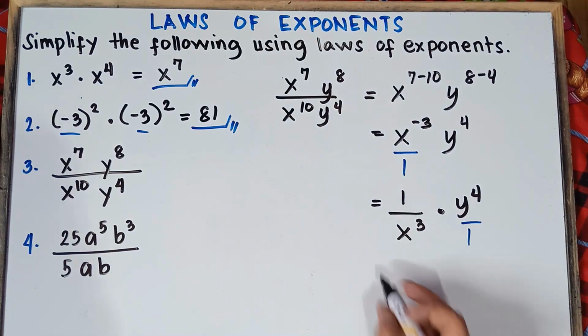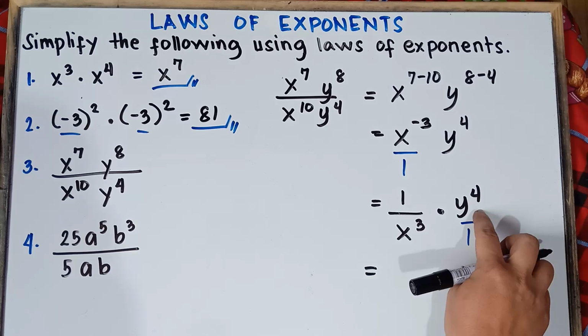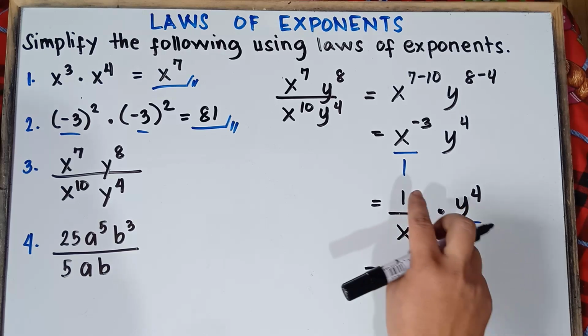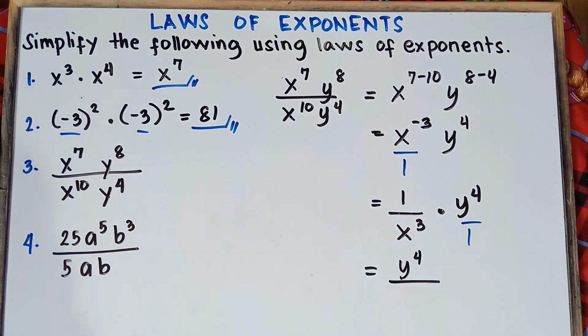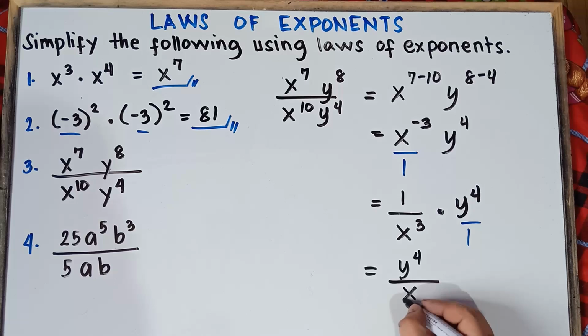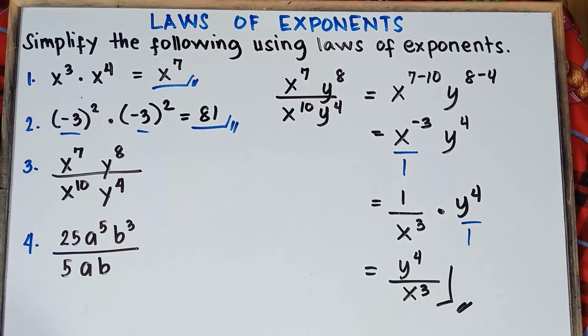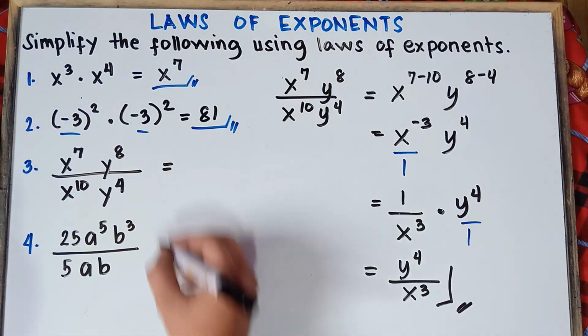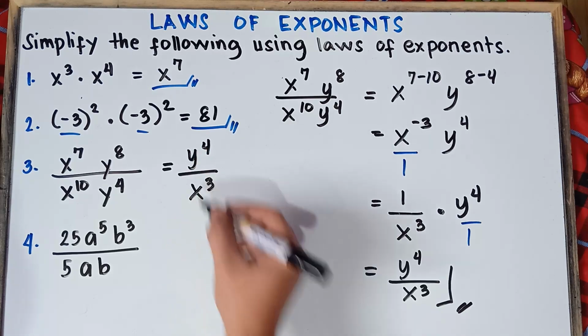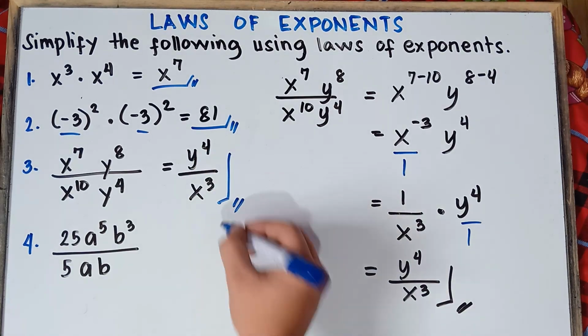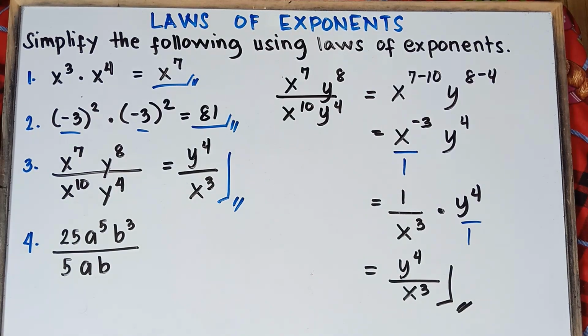And then simply multiply. So 1 times y raised to the power of 4, multiply the numerators, that would be y raised to the power of 4. x cubed times 1, that would be x cubed. That's it, class. That's the answer for example number 3. So therefore, our answer would be y raised to the power of 4 over x cubed.